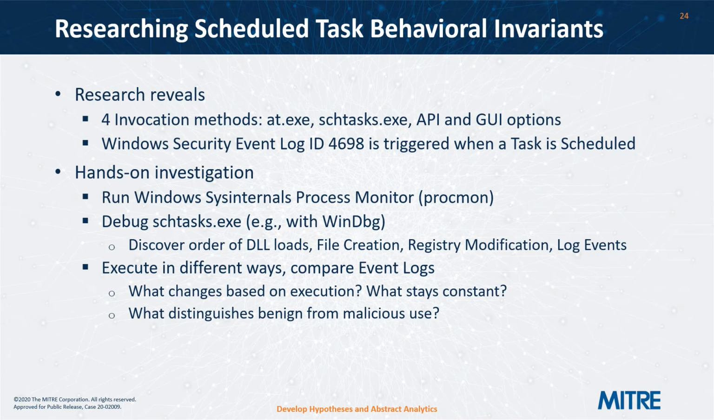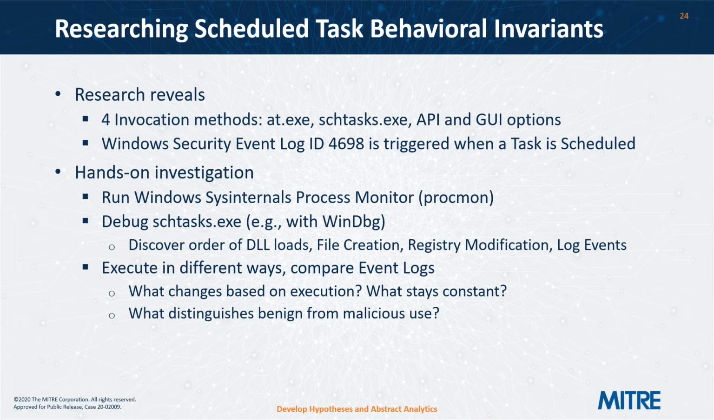As we continue to research this technique, we discover additional information that helps us focus our efforts to find behavioral invariants and design an analytic approach. We find that the scheduled task sub-technique can be implemented through the command line with schtasks, via an API, or through a GUI. This indicates that we'll either need to be sure to detect all 3 of those interfaces, or find a behavioral invariant to detect, which is common across all 3.